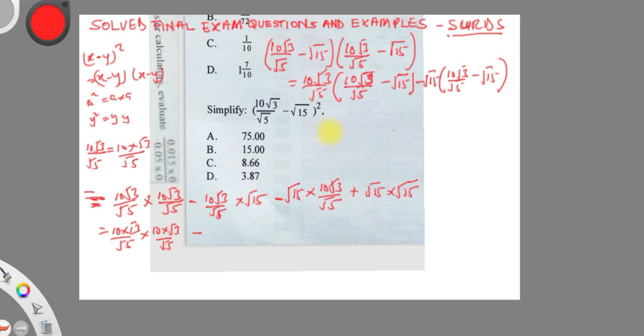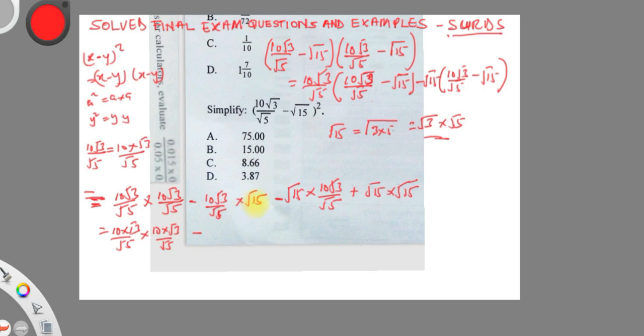I hope you know that square root of 15 is the same as, 15 is the same as 5 times 3, or 3 times 5, as we learned from the properties of sets. So square root of 15 is the same as square root of 3 times 5. We can separate them and put each one of them under its own square root sign. So this is the same as square root of 15, square root of 5. Hope you understand that.